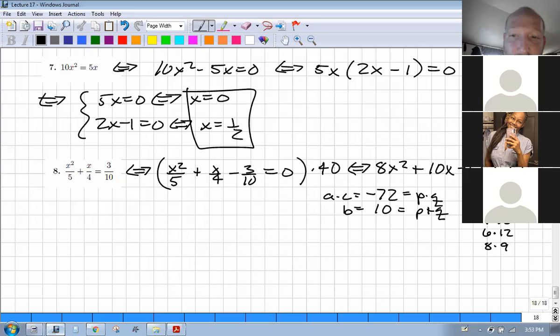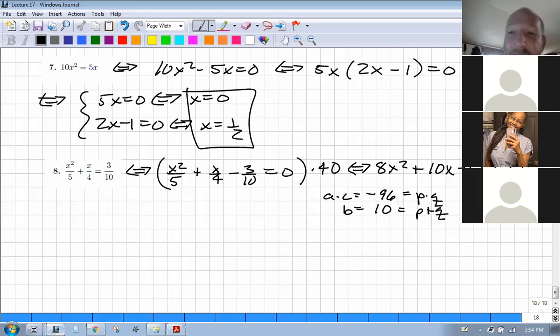Their difference is only 1. 8, 9, 10, 11, 12. I already got 12 and 6. All right, what am I missing here? I need to add to give us 10. 8 times 12 is... that's why. 8 times 12 is not 72. It's 96. Which changes everything. So we need two numbers that multiply to give us 96.